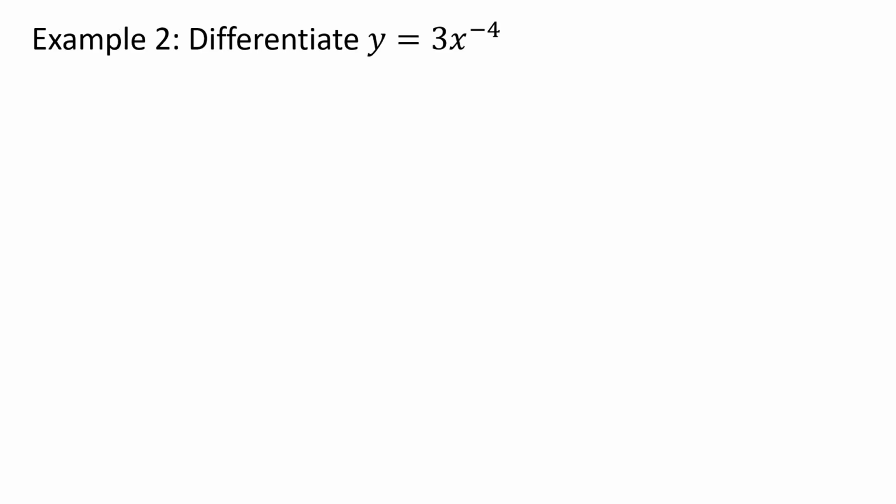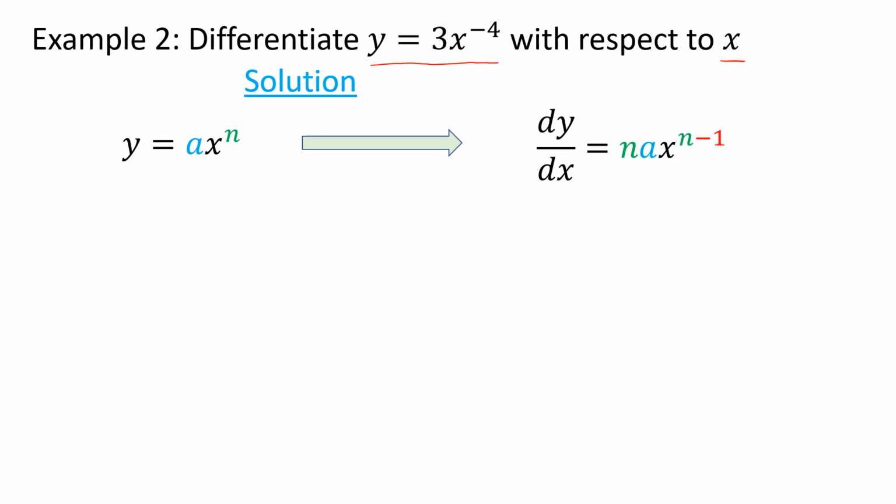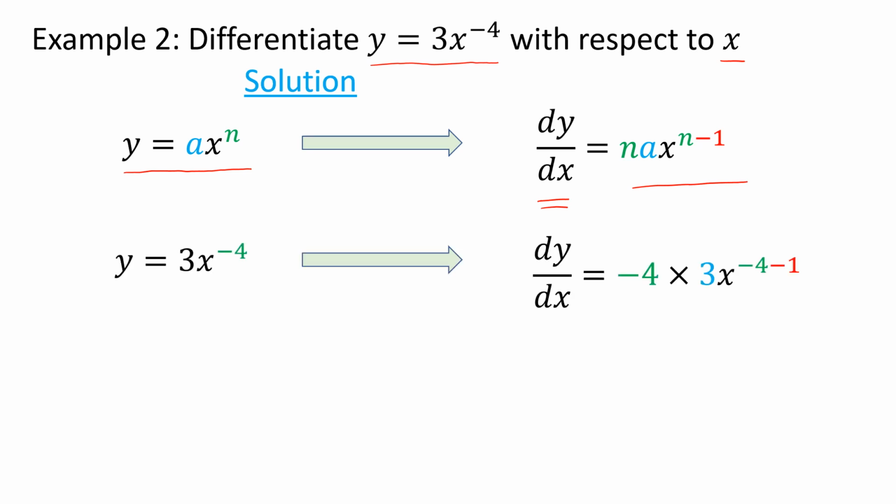In our second example, you have been asked to differentiate y is equal to 3x raised to power negative 4 with respect to x. So what we are going to do is that first, we shall state the general rule of differentiation, which provides that given a function y is equal to ax raised to power n, then the derivative of y with respect to x is given by n multiplied by a multiplied by x raised to power n minus 1. So in this context, you have been given y is equal to 3x raised to power negative 4, in which case a corresponds to 3, whereas n corresponds to negative 4.